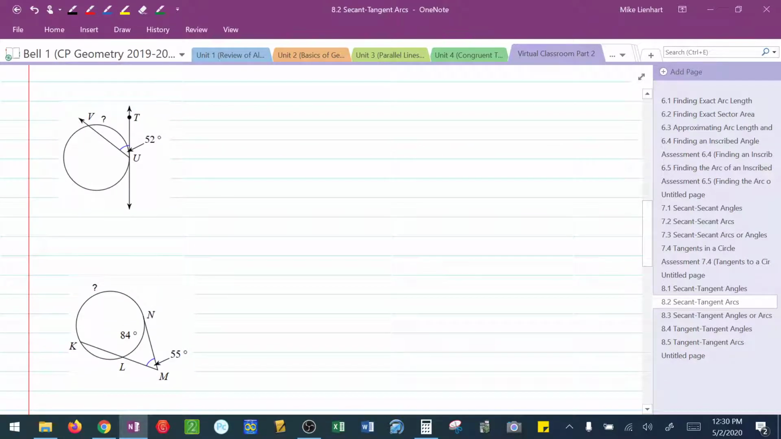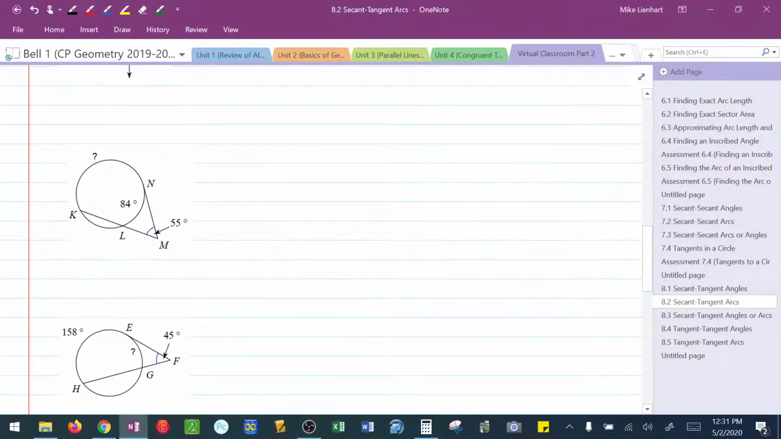Let's take a look at this scenario. In this case, I've got the angle, and the vertex is on. I know that its intercepted arc is what they are asking me to find. So what do I know? I know that 2 times the angle is equal to the arc. So therefore the arc would be 104 degrees. Sometimes, guys, yes, it could be this easy.